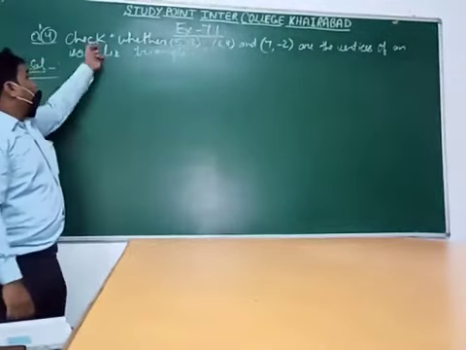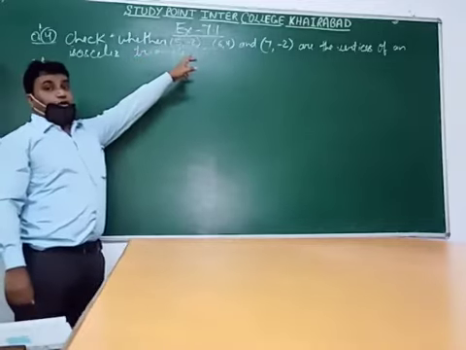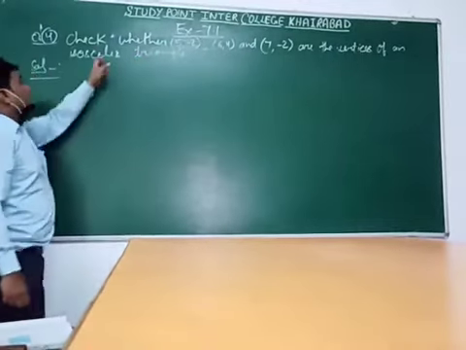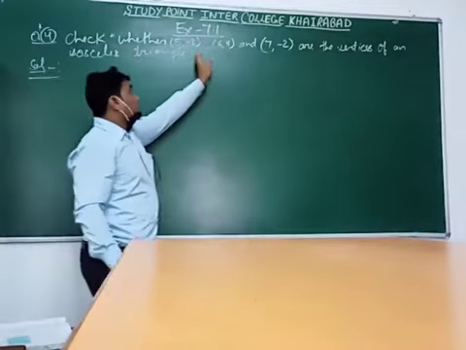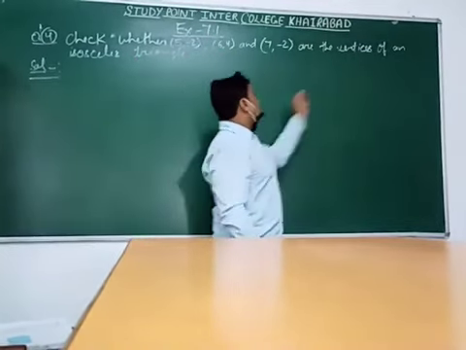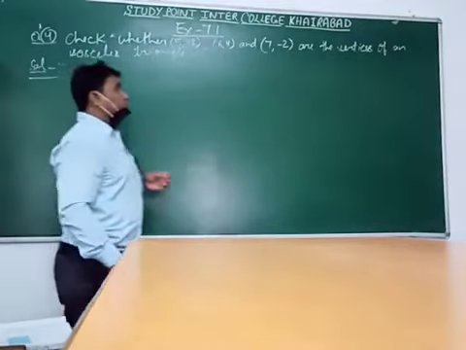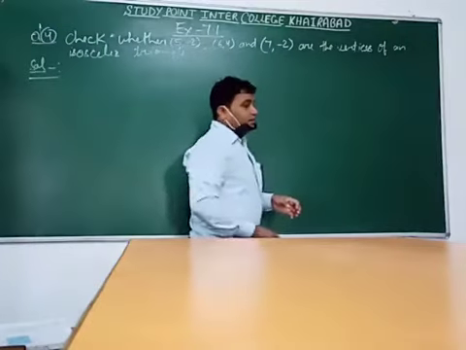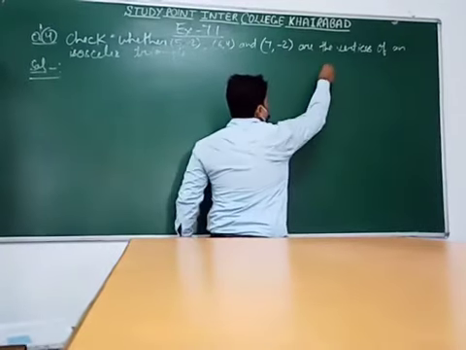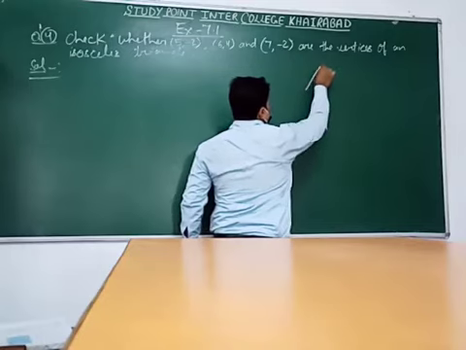Today I am going to explain question number 4 of exercise 7.1. The question is: check whether (5, -2), (6, 4) and (7, -2) are the vertices of an isosceles triangle. First you should know what an isosceles triangle is. An isosceles triangle is a triangle in which two sides are equal.